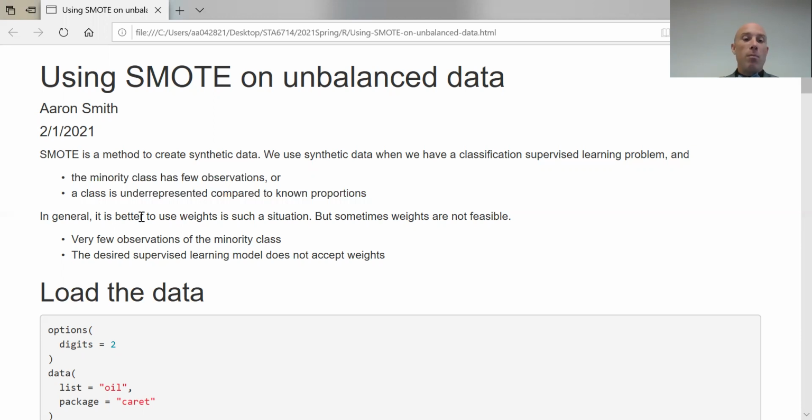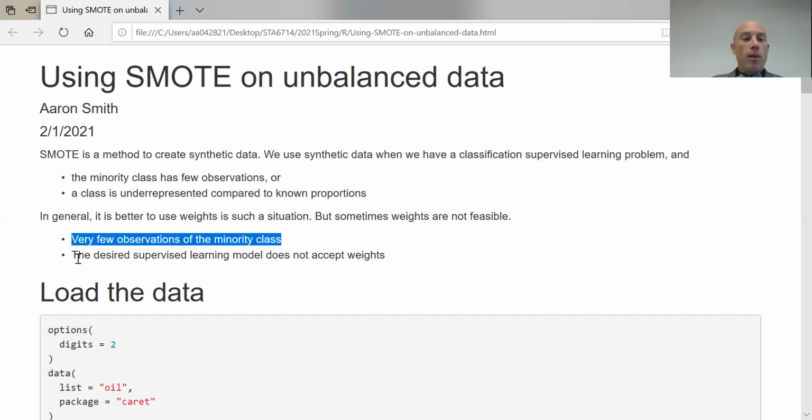Now, in general, it's much better to use weights. In a lot of cases, I would change the weights of observations to deal with this, but sometimes it's not feasible. If I have very few observations of the minority level, then I really don't have anything else I can try. There's nothing else I can do.